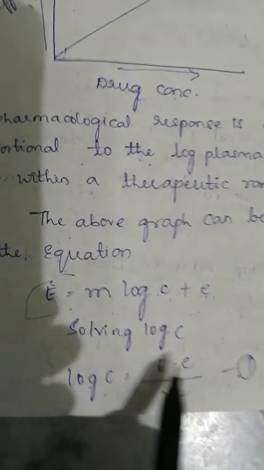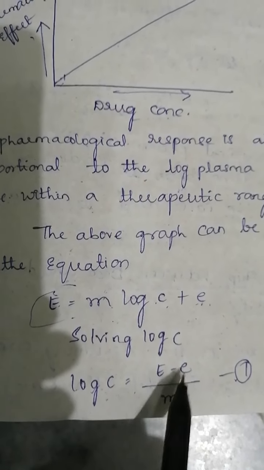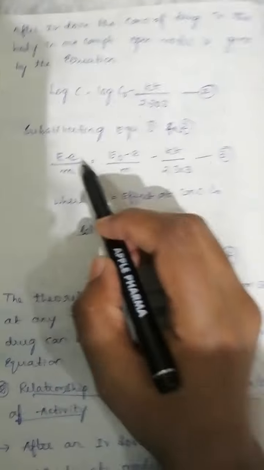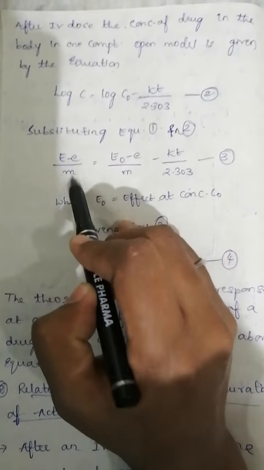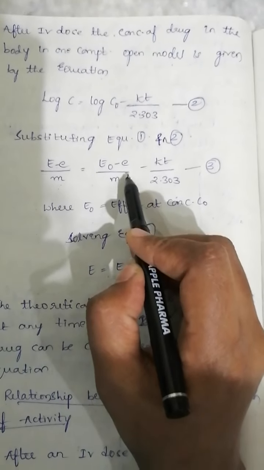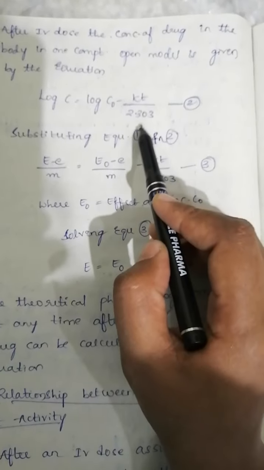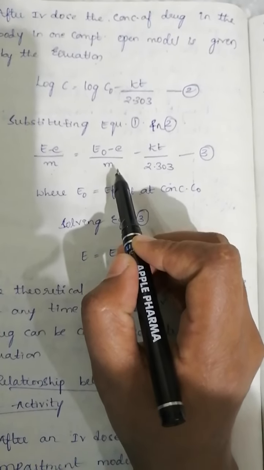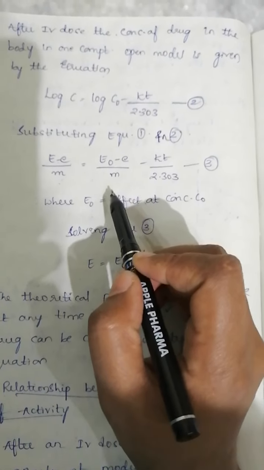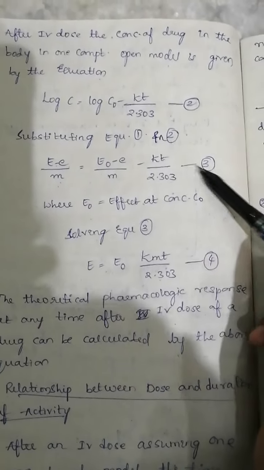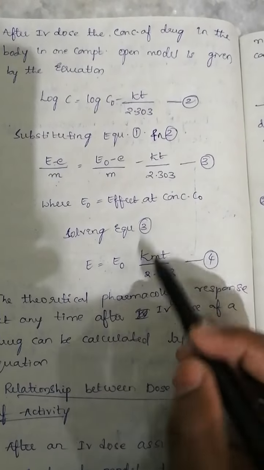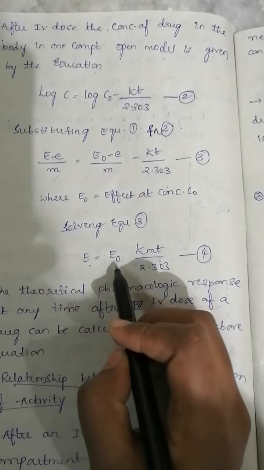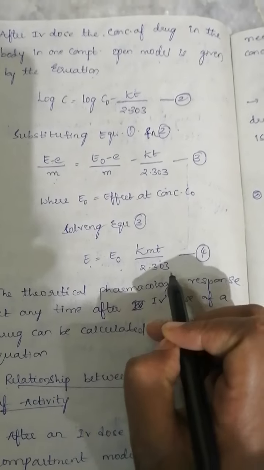So equation 1 is nothing but log C equal to (E minus E naught) by m. So this log C value should be substituted here. Okay, so log C value (E minus E naught) by m is equal to (E naught minus E naught) by m minus Kt by 2.303. Here E naught is nothing but the effect of concentration at C naught, that is the initial effect shown by the dose. Okay, so then you have to solve equation 3, then you will get the final equation, E is equal to E naught into Kmt by 2.303.